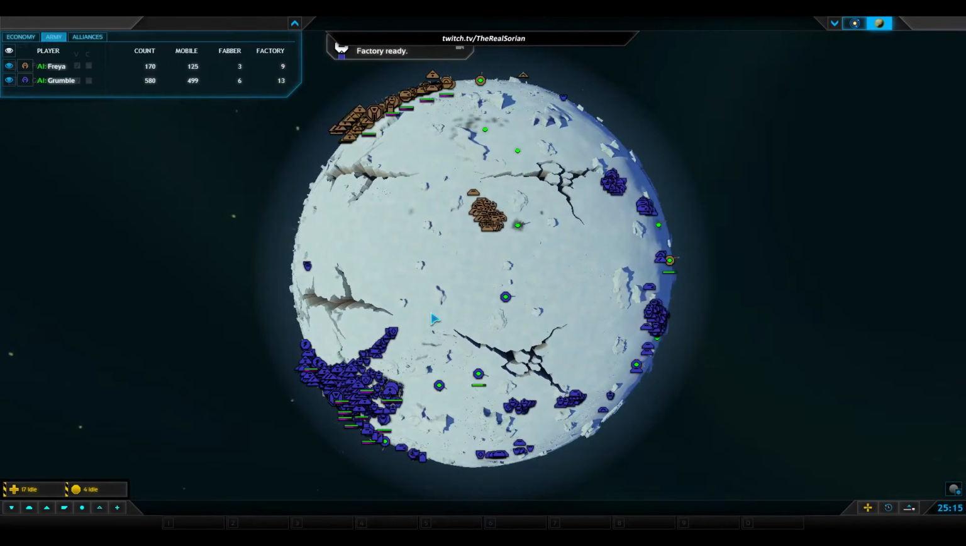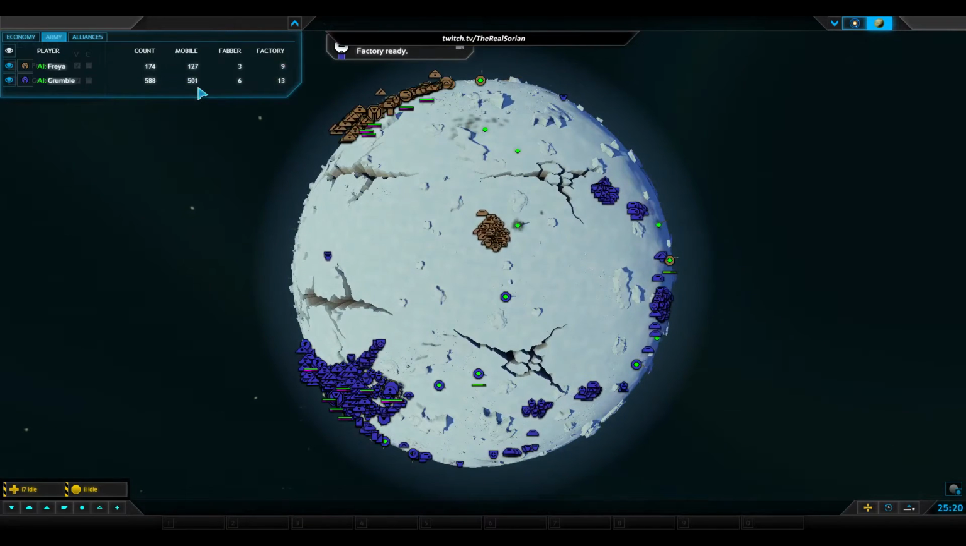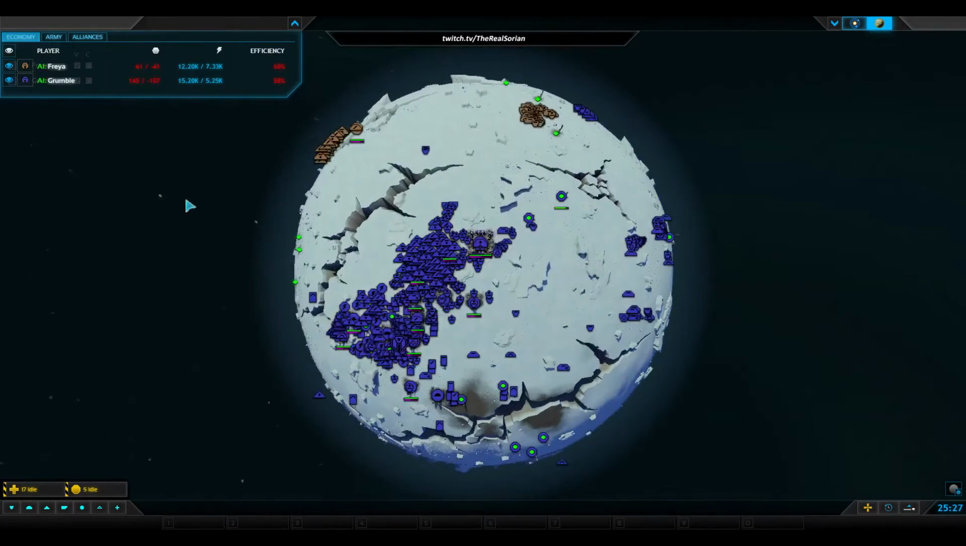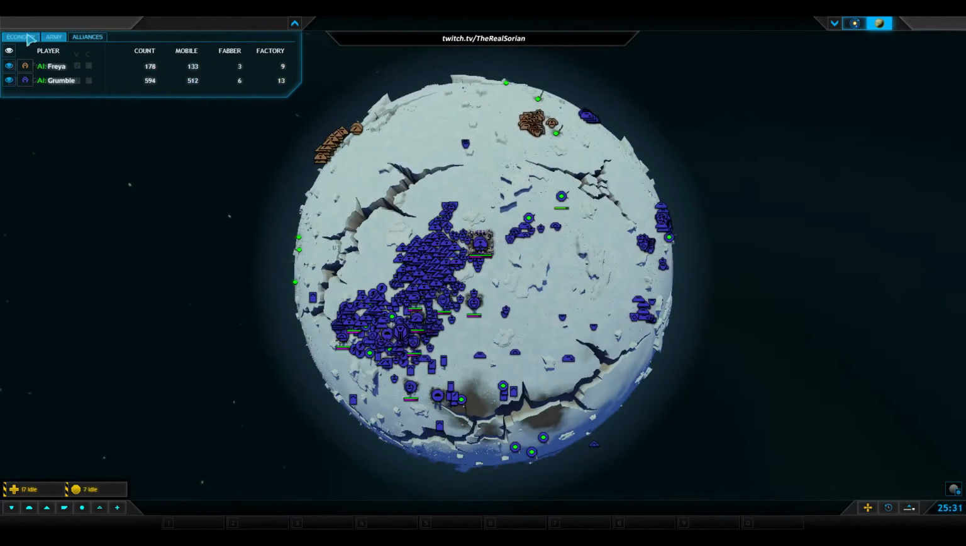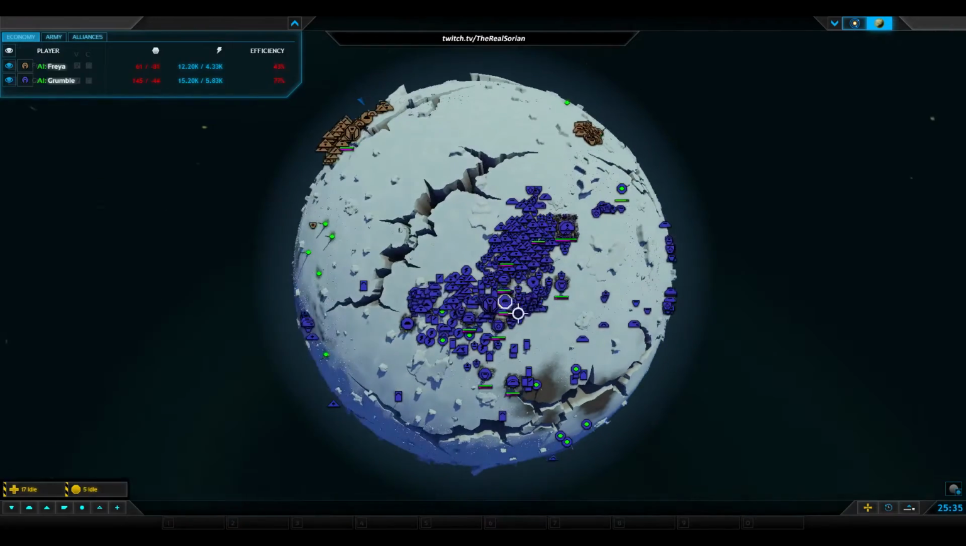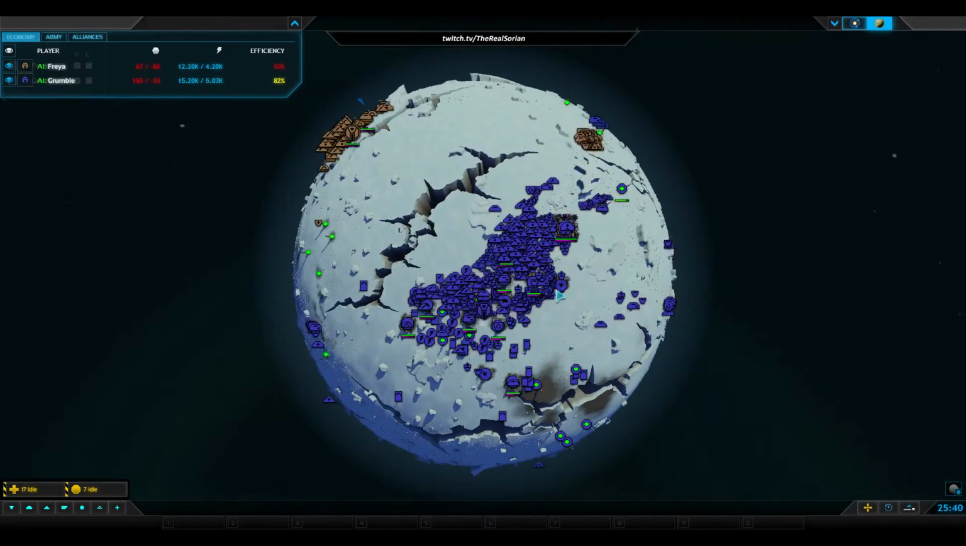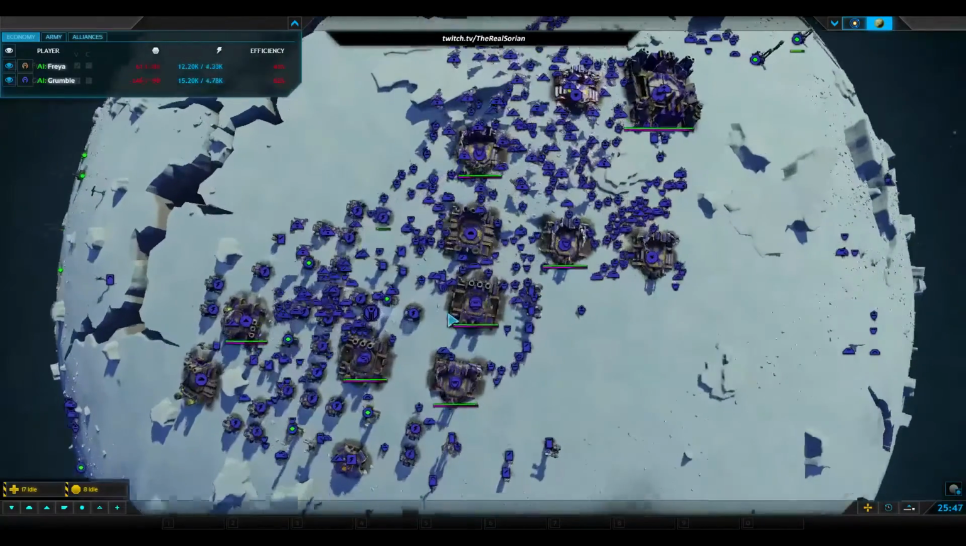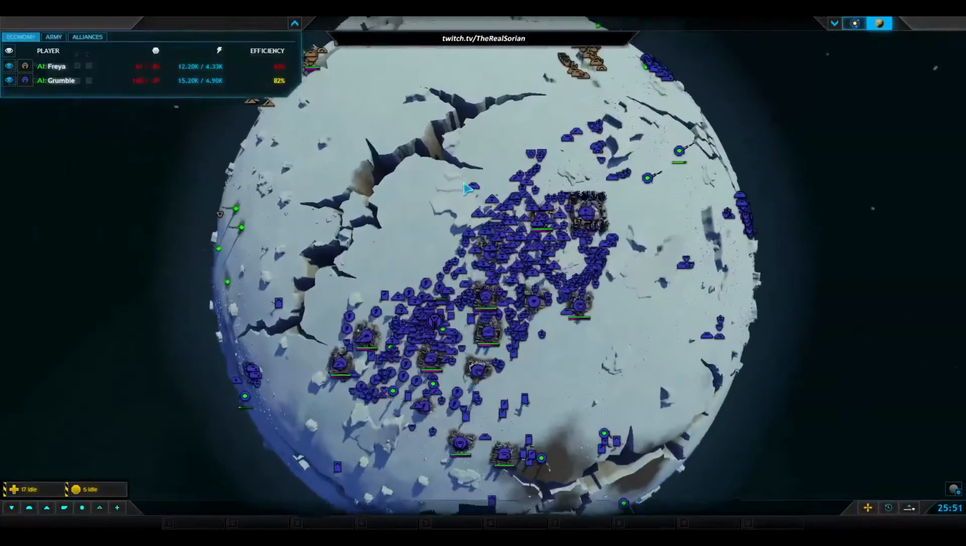Yeah, I'd say blue's winning by a fair margin. 13 factories. Running tier 2? Yeah, he's running tier 2, that's why. That is a lot of units.